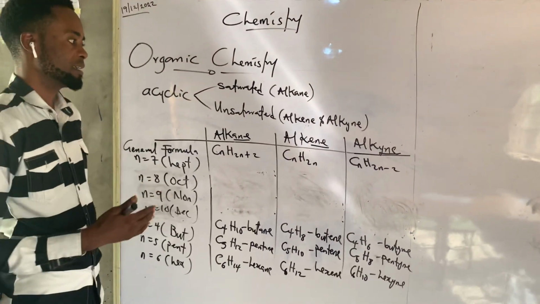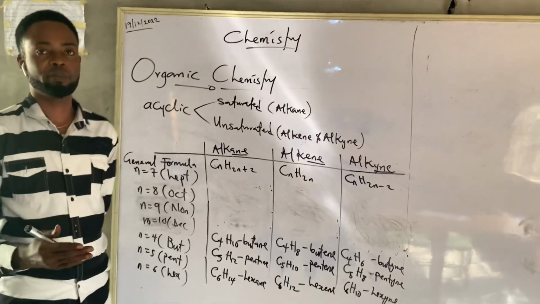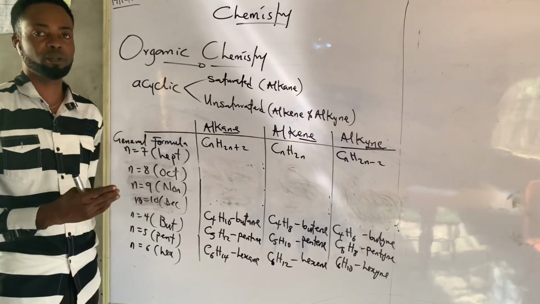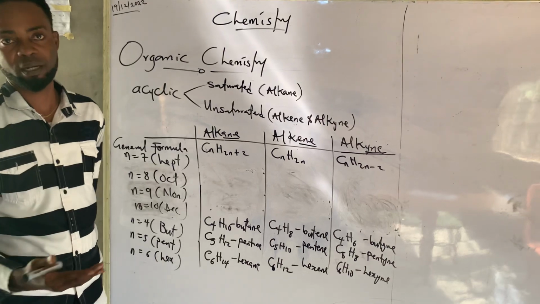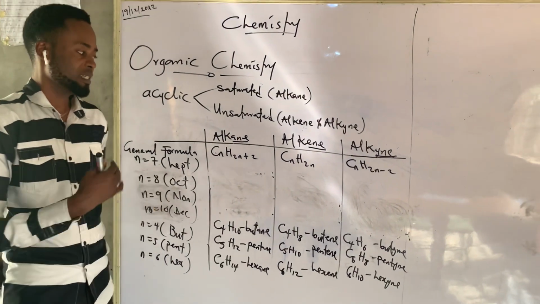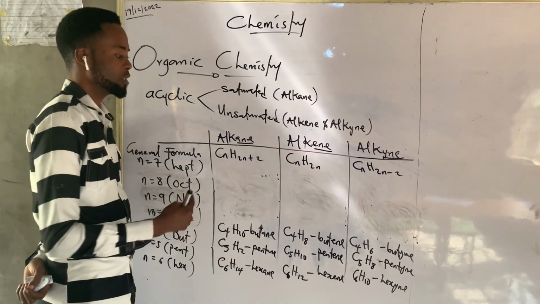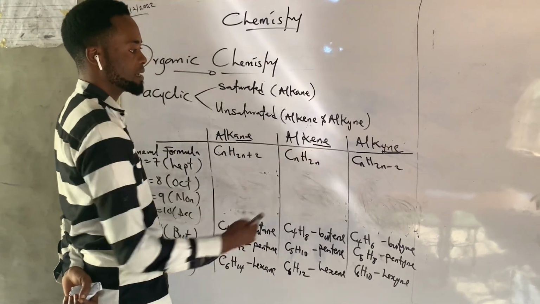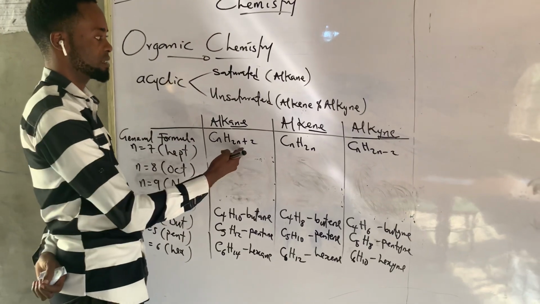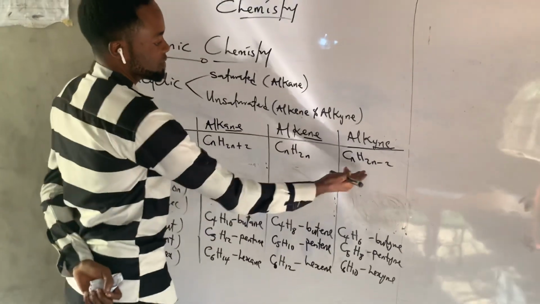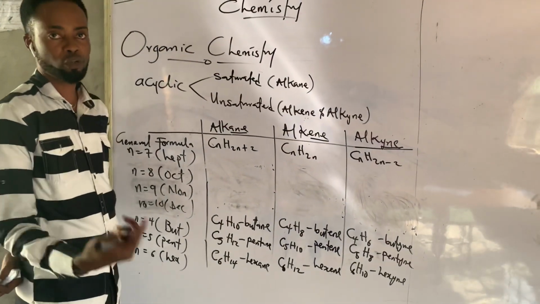So in our next class, I'll be teaching you how to write complex names using this formula. That is what we call IUPAC nomenclature. So we'll be considering that. Then also next class, we'll be considering the difference between alkane, alkene, and alkyne. One of which is this is saturated, this is unsaturated, this is unsaturated. Then we'll also talk about their hybridization.